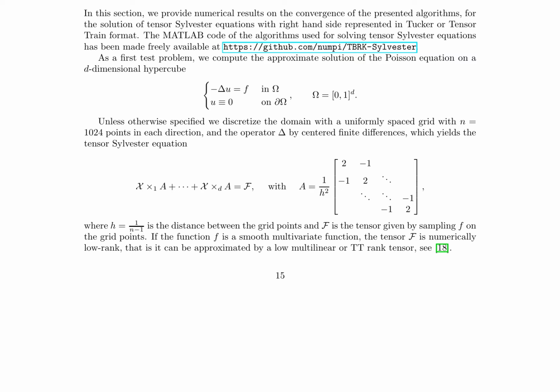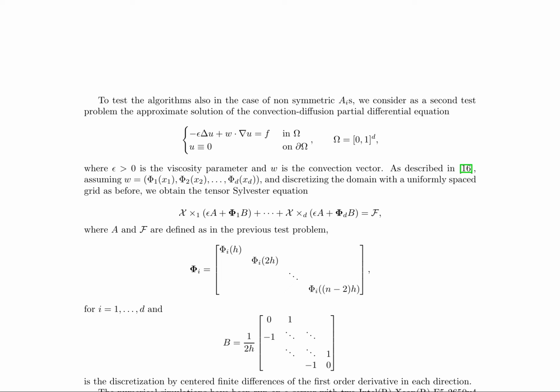The first test problem involves computing the approximate solution of the Poisson equation on a d-dimensional hypercube, discretized with a uniformly spaced grid. The resulting Tensor-Sylvester equation is solved using the tensorized block rational Krylov method. The authors also consider a second test problem, the convection diffusion partial differential equation, which leads to a non-symmetric Tensor-Sylvester equation. The numerical simulations are run on a server with Intel Xeon CPUs and 256 GB of RAM, using MATLAB R2021a with the Intel Math Kernel Library.